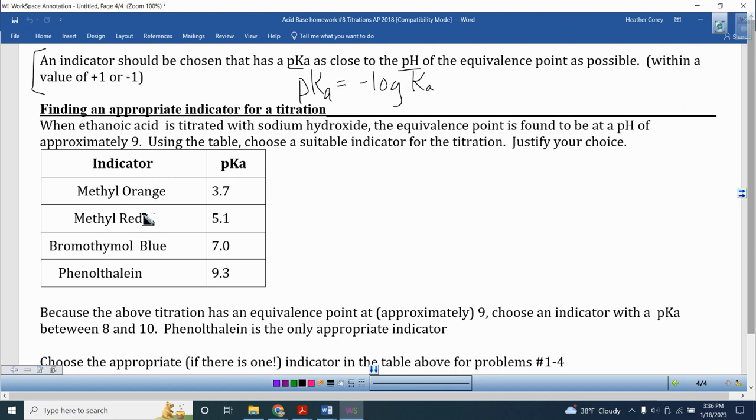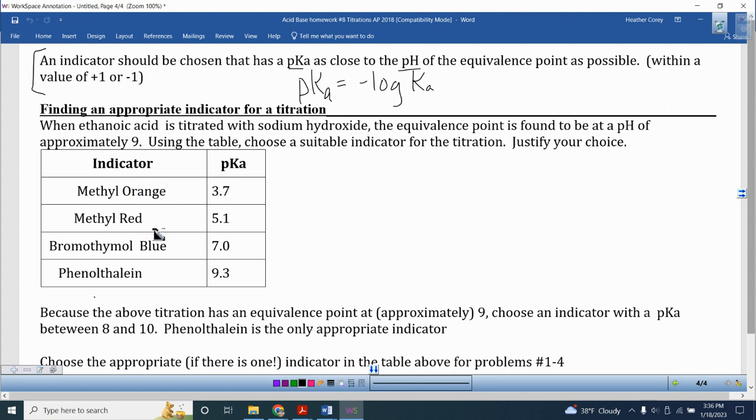All right, so here you're given a table of different indicators. At the beginning of the year, we did a titration lab where we used phenolphthalein. That turned preferably light pink, but in some cases bright purple pink if you over titrated. It has a pKa of 9.3. Now, we happen to use that for a strong acid, strong base, but there are many other types of titrations for which it would be more suitable. In our case, it was sufficient, but it's even better in other situations.